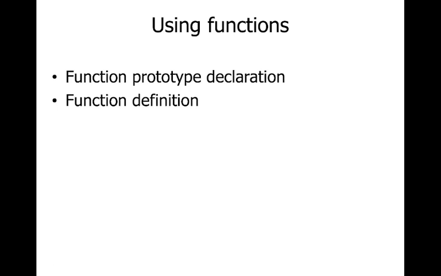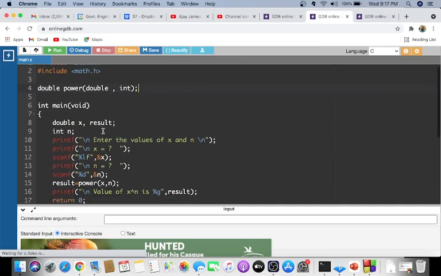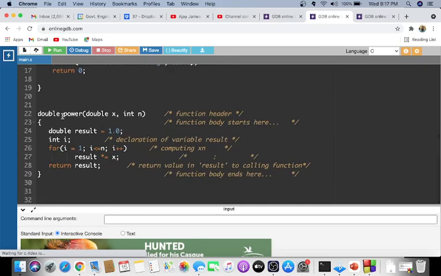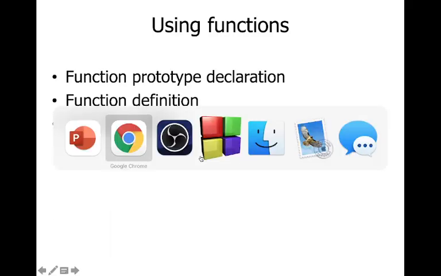Then we have function definition. So this is the function definition. This is the actual code of the program. So double power, and we have some parameters. Then this is the actual code, the actual working of this code. So this constitutes the function definition. So declaration, then function definition, and then the third thing is function calling. So we have to call those functions.